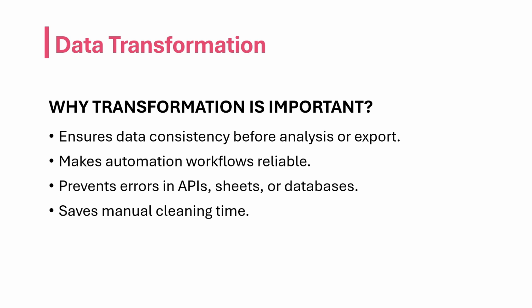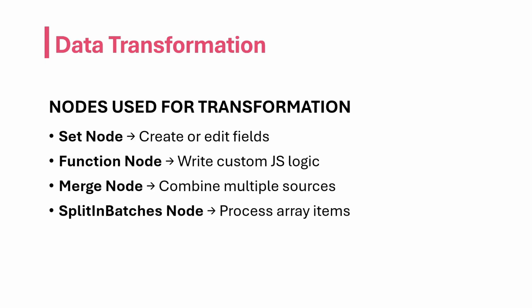So now we will see some useful nodes for transformation. The Set node helps us create or edit fields quickly. If we need more control, the Function node allows custom JavaScript logic. When combining data from two sources, we use the Merge node, and if we need to process a list one by one, Split in Batches is perfect. Together, this makes our workflow flexible and powerful.